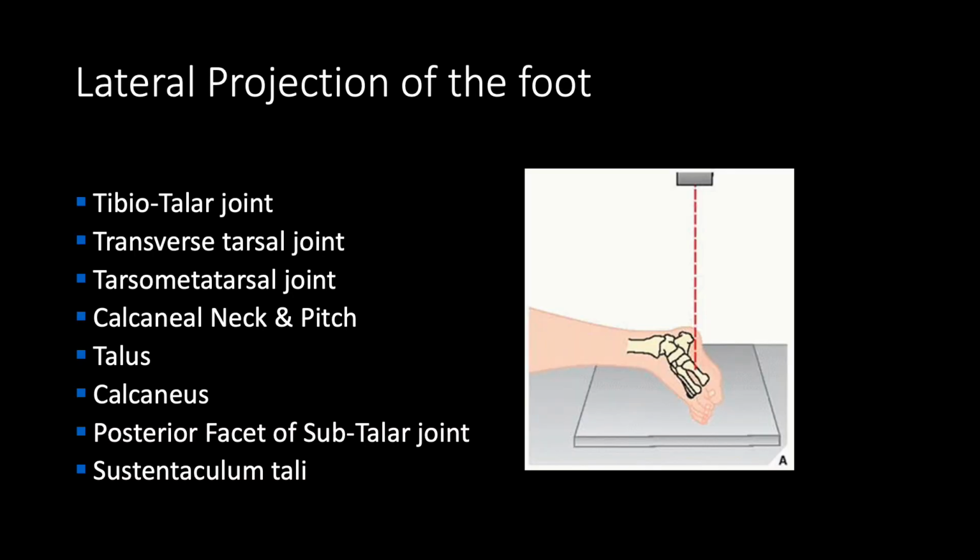Then you can do a lateral projection. So the foot is laid over the film here. The X-ray beam is shot directly perpendicular to the film here. So in this case, you're going to see the calcaneal neck and pitch, the calcaneus. You should see the midfoot alignment, and also the forefoot alignment here.